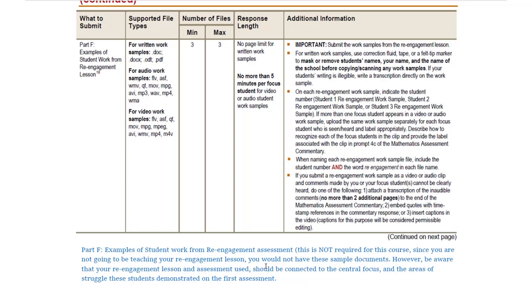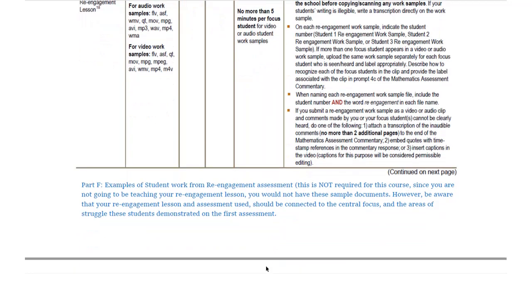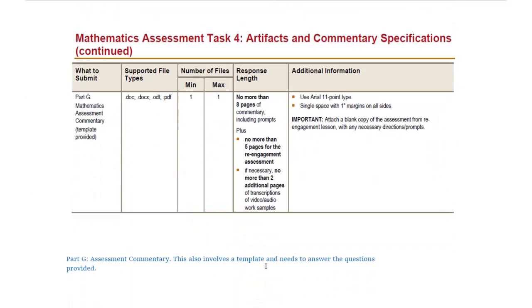So again, in a real edTPA, you would have work samples, you would have 3 formative assessments from the work that your students did after your re-engagement lesson. Again, 3 files named for the 3 different students, and again, you could also substitute in video or audio work in this category. Now, here's the finally, part G.